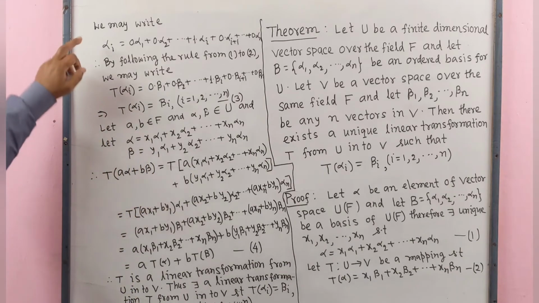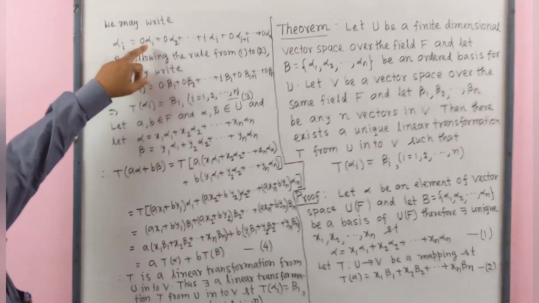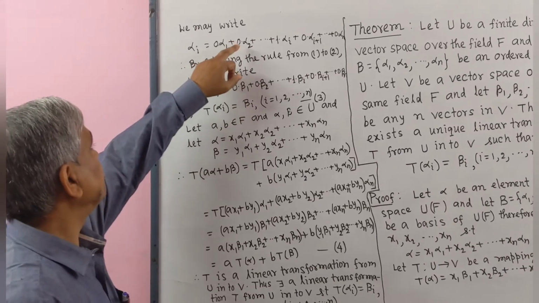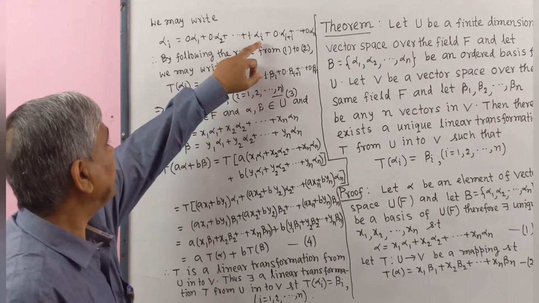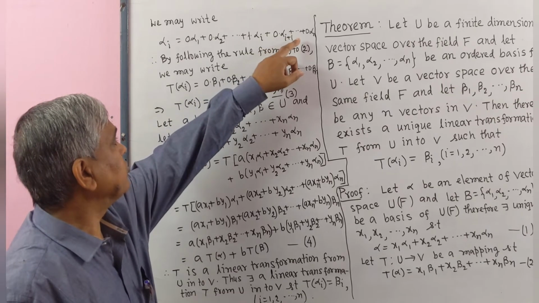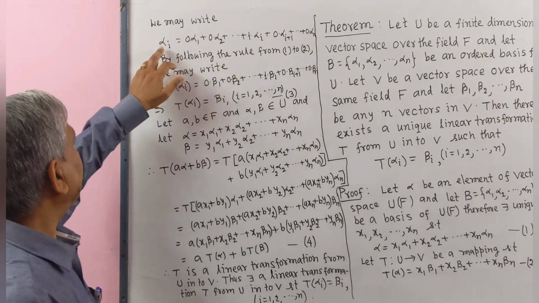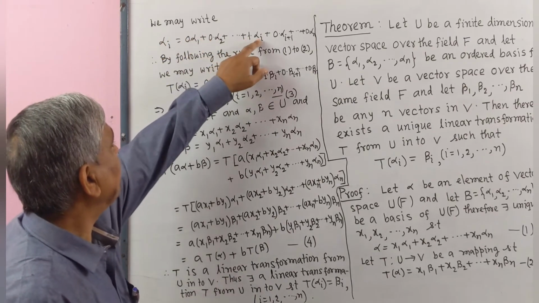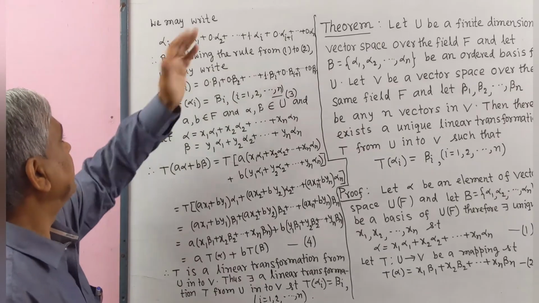We may write alpha i equal to 0 into alpha 1 plus 0 into alpha 2 plus ... plus 1 into alpha i plus 0 into alpha i plus 1 plus ... plus 0 into alpha n. That is alpha i equal to 1 into alpha i. That is alpha i equal to alpha i. Left side and right side be equal.